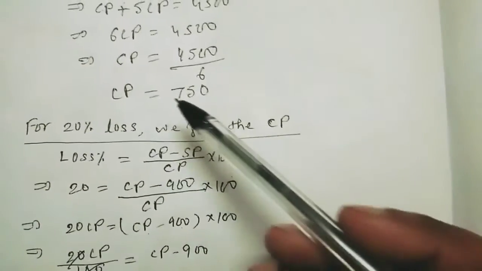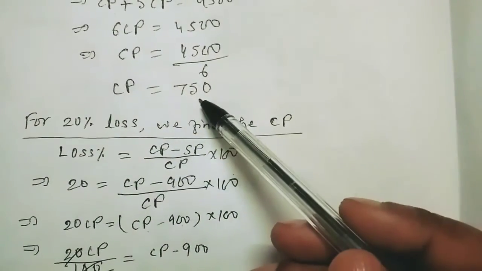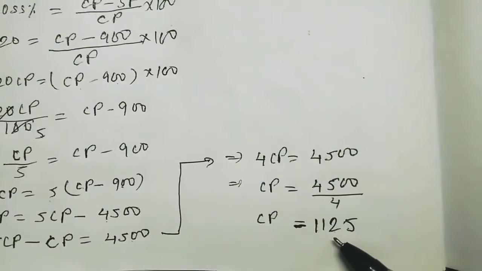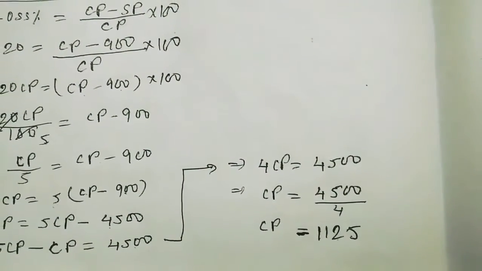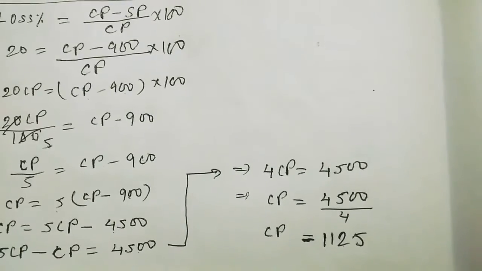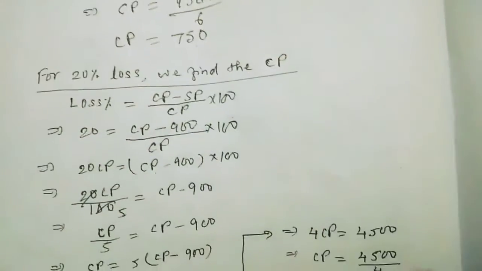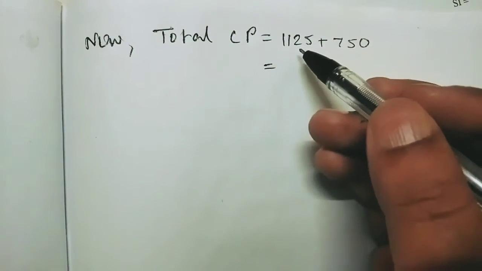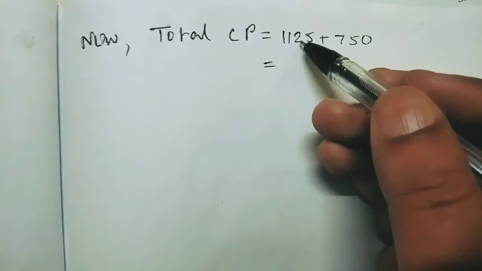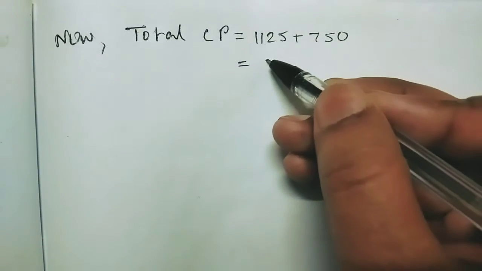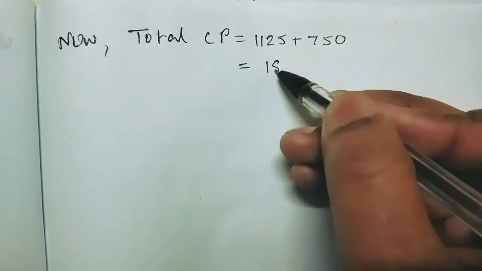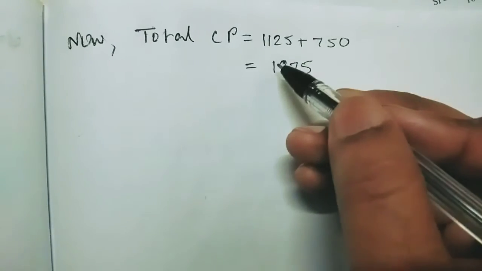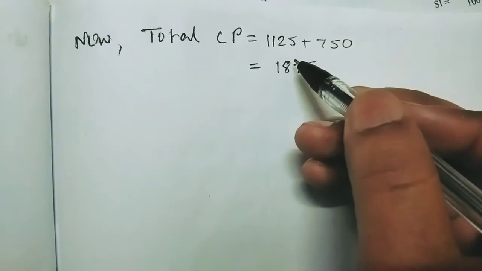So we have got 2 CPs. Okay, this first CP is 750. Second CP is what? 1125. Now we'll calculate the total CP. We'll add these 2 CPs. Now here the total CP will be what? We'll add both the CPs we have got now. So 1125 plus 750 is coming 1875. So 1875 is the total CP. Okay, so we got both the things.